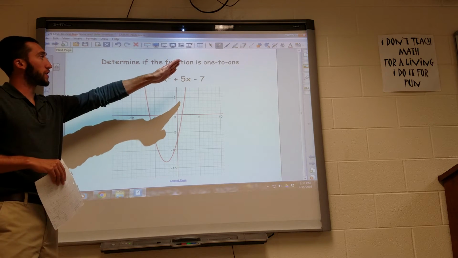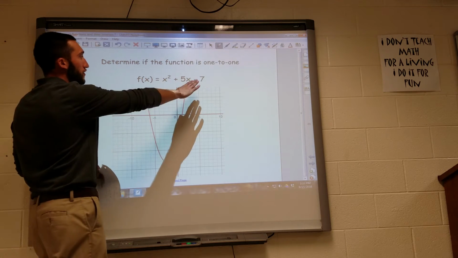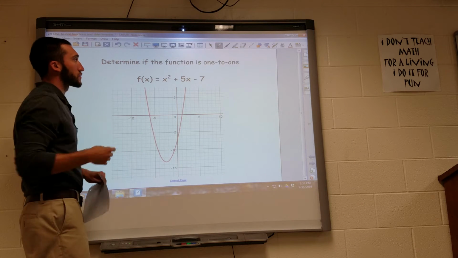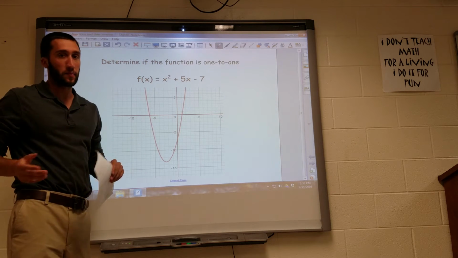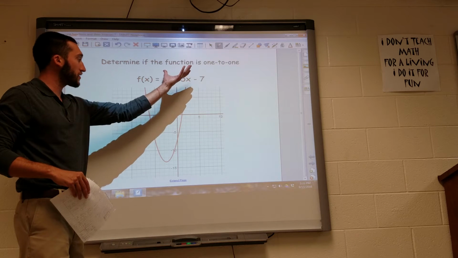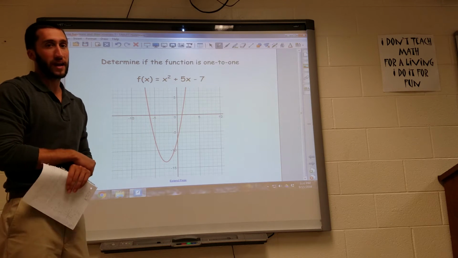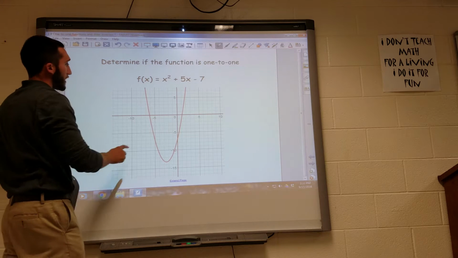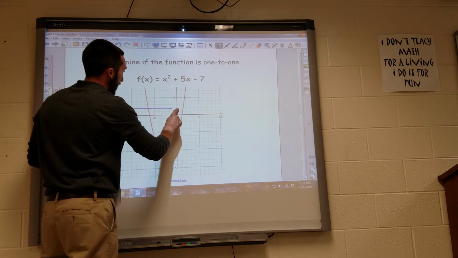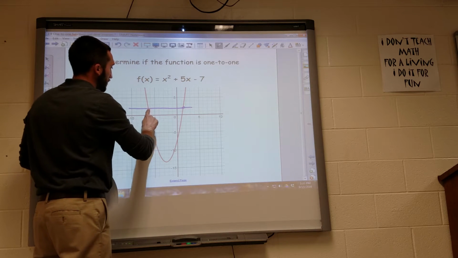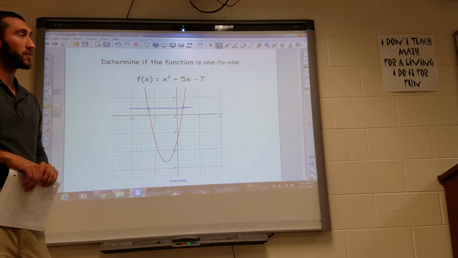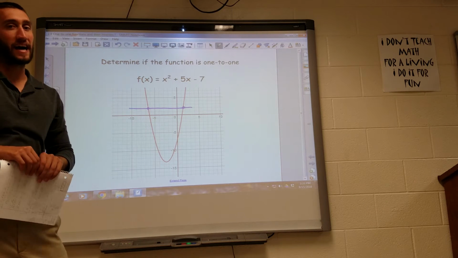Again, determine if this function is one-to-one. If they give us just f of x equals x squared plus 5x minus 7, for example, if they give us a function like this, we can simply graph it and see if it passes the horizontal line test. So here, again, it does not pass the horizontal line test because I hit the graph at 2 different points. So this function is not one-to-one.